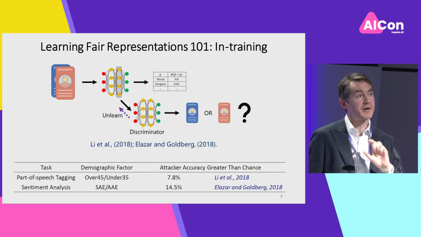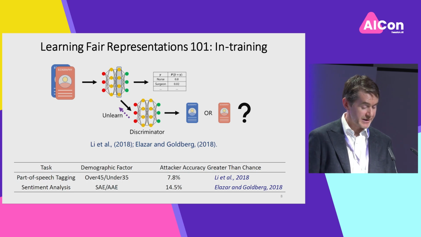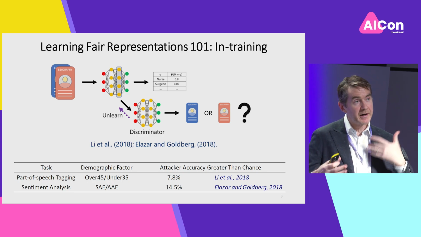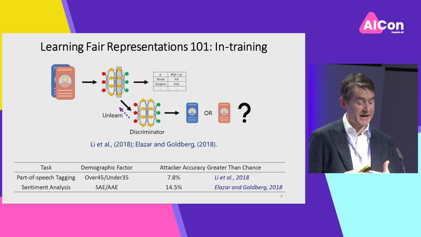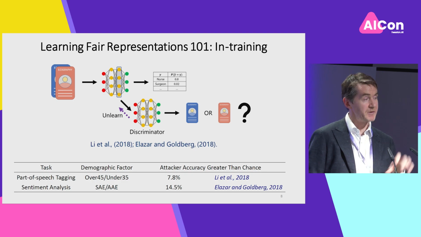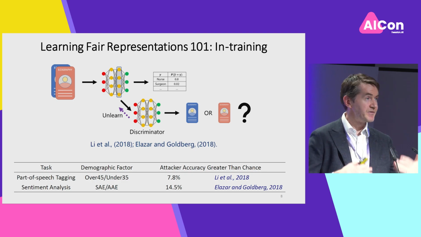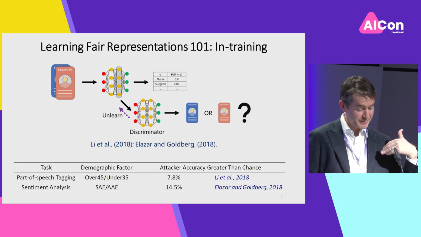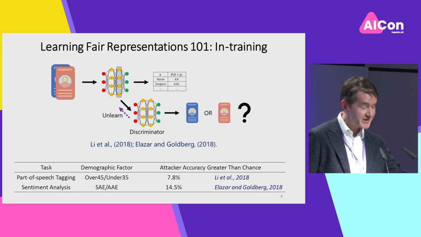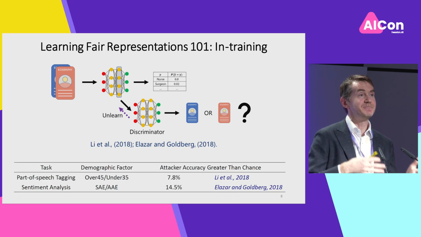So I have somehow built into the objective for the model that I'm training some way of trying to explicitly do the de-biasing. An example of that would be adversarial learning, where we've got a base model across the top there, and then an adversarial discriminator down the bottom, which we're trying to use to what we call unlearn the protected attribute.